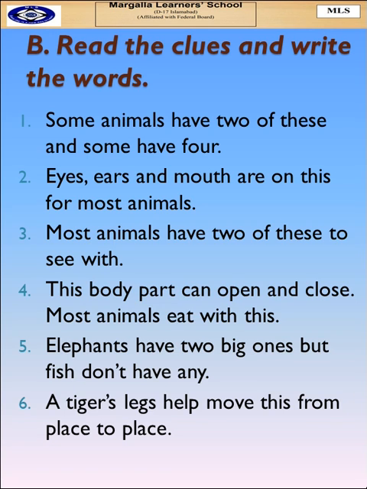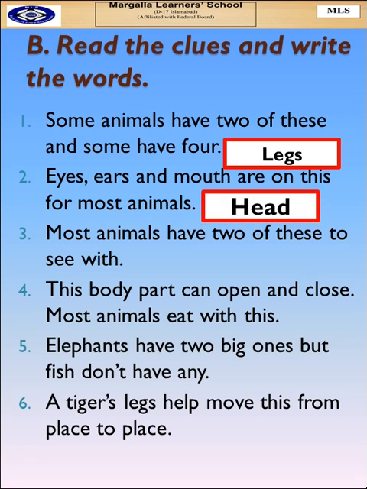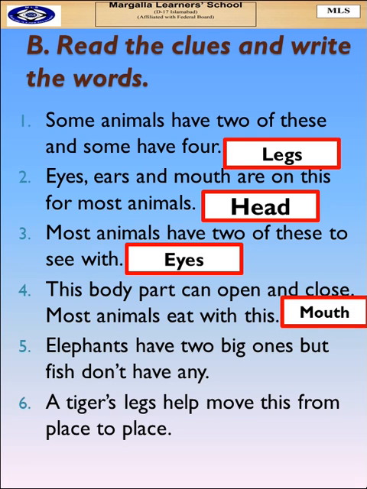Some animals have 2 of these and some have 4. These are legs. Eyes, ears, and mouth are on this for most animals. This is head. Most animals have 2 of these to see with. These are eyes. This body part can open and close. Most animals eat with this. It's mouth.